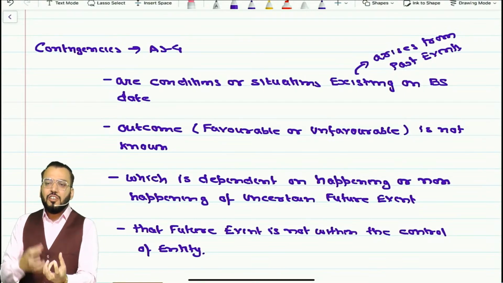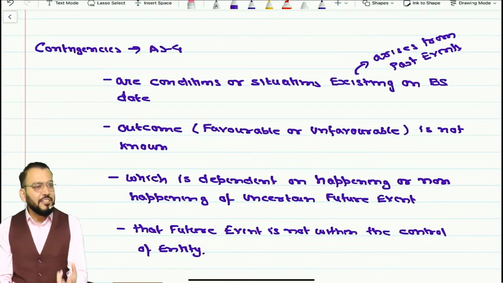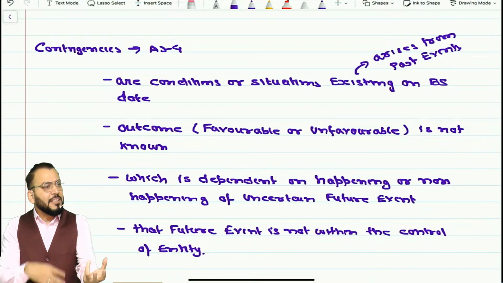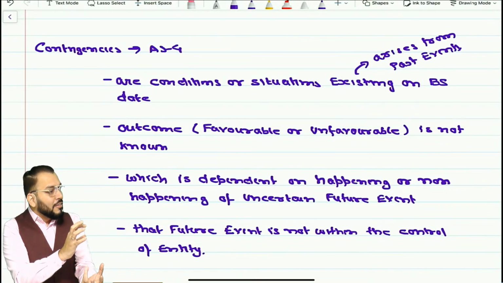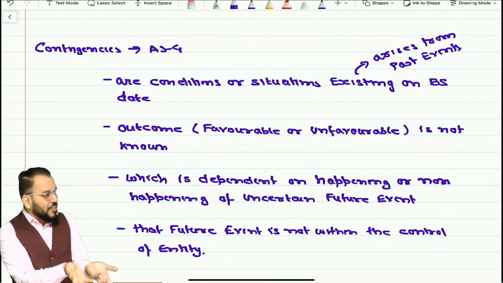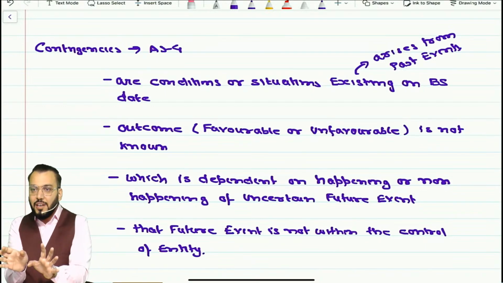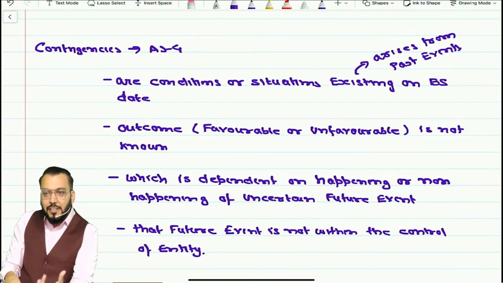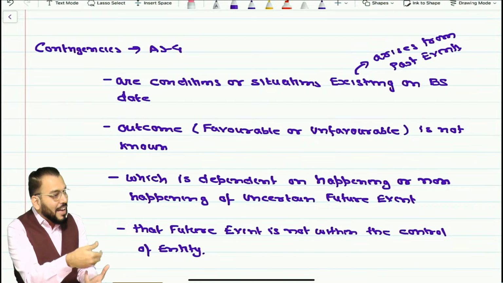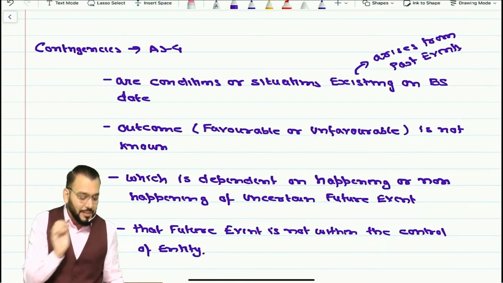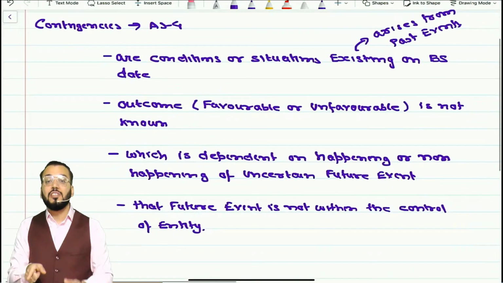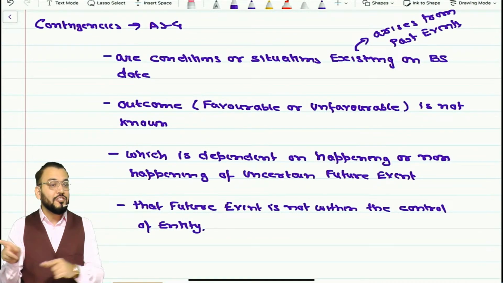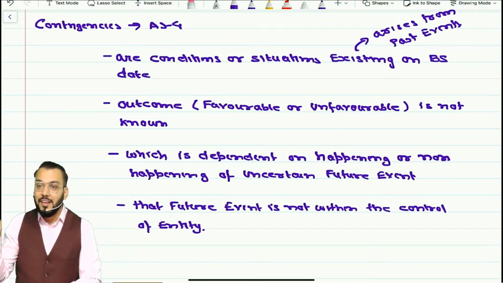Correct. Now, events are the consequences of transactions. So when I am saying past event, that is nothing but consequences of past transactions only. Are you able to understand what I am saying? Therefore I am not writing transaction, because when I write event, it will include all of it, as that arises from past transactions only. Got it? Yes, sir. So our condition or situation existing on balance sheet date, outcome of which is not known, is dependent on happening or non-happening of uncertain future event, which is not within the control of entity.